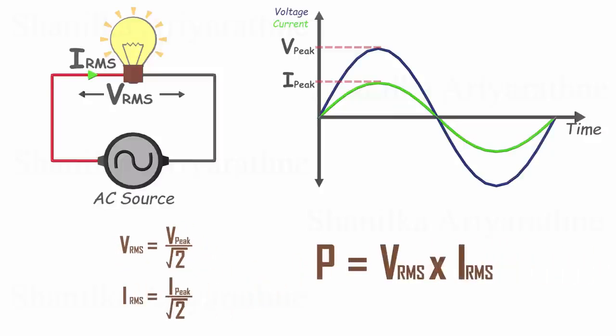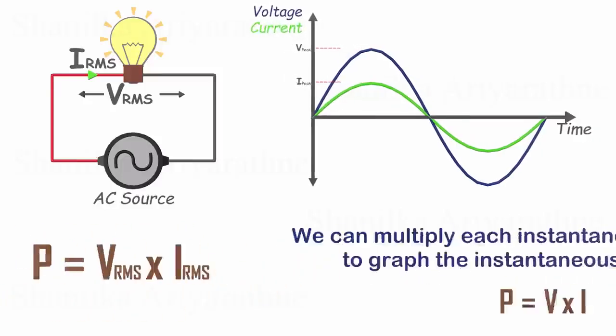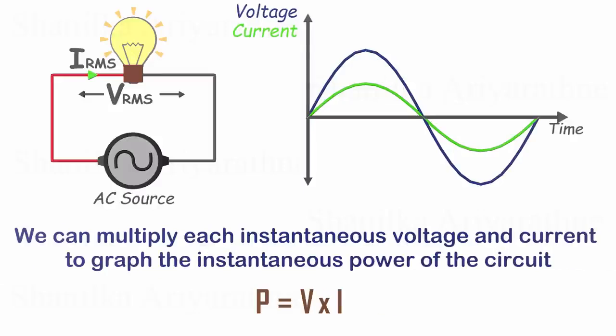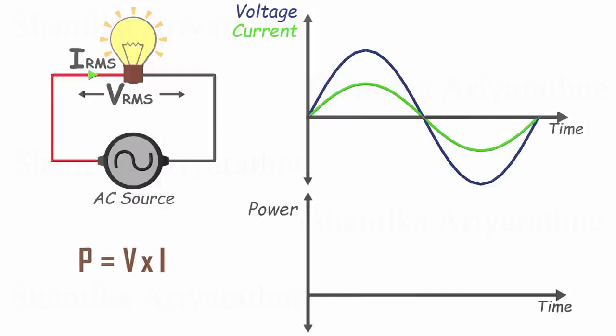We typically calculate the power of an AC circuit by multiplying the RMS values of voltage and current. Alternatively, we can multiply each instantaneous voltage and current to graph the instantaneous power of the circuit. The power curve will look like this.